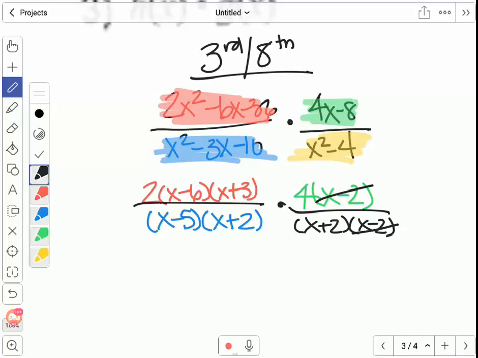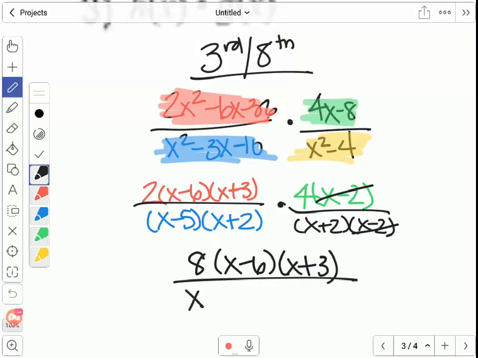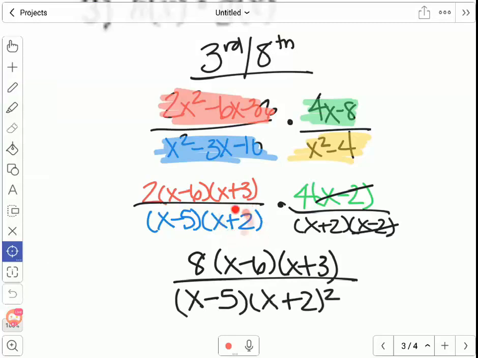Nothing else. So that means my numerator now becomes 8 times x minus 6 times x plus 3 over my denominator, which is x minus 5 times x plus 2 squared. The reason it's squared is because I had x plus 2 here and x plus 2 here.